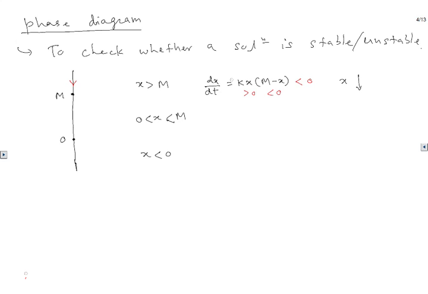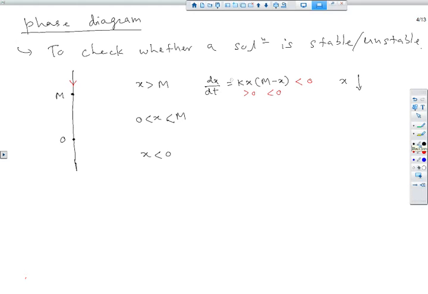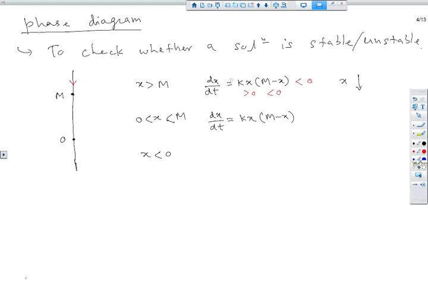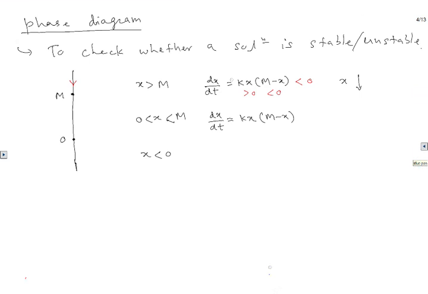Now do the same thing for the other case. dx over dt is kx(m minus x). If you pick a value in between the two, this factor is automatically positive and this is also positive, because you pick a value which is smaller than m and larger than 0. That means the product is positive.